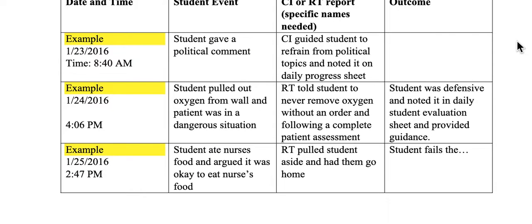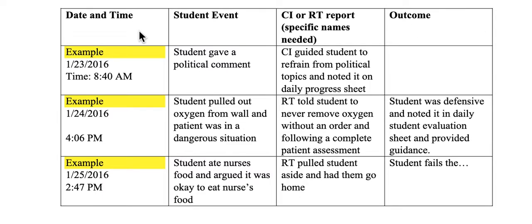You should have a column for date and time. You must fill out the date and the time of the event when you met with the student, and the general notes. If everything went well, still write it down. Student gave a political comment in this example. So let's look at some negative examples. CI guided the student to refrain from political topics and noted it on the daily progress sheet.